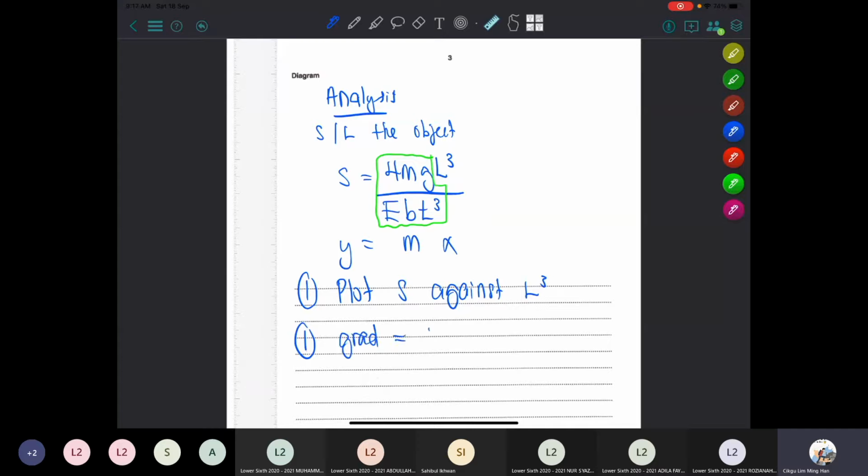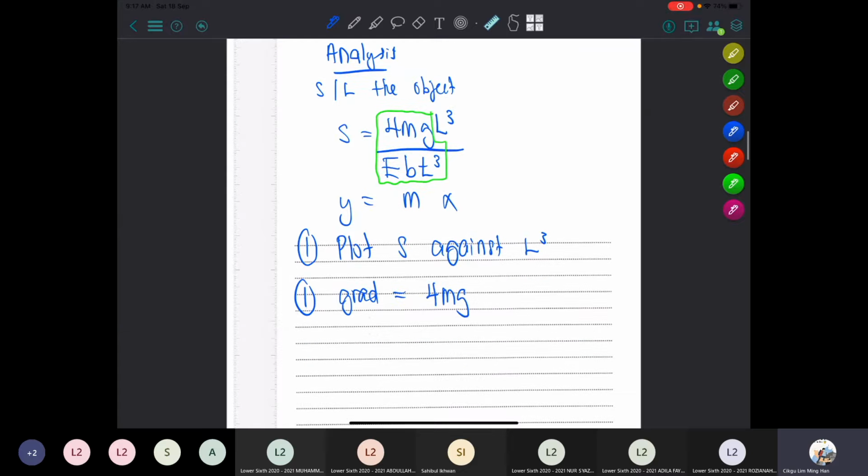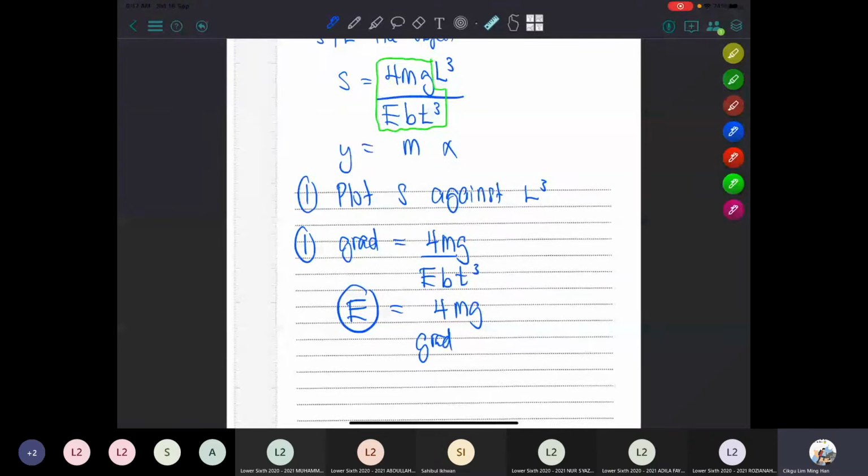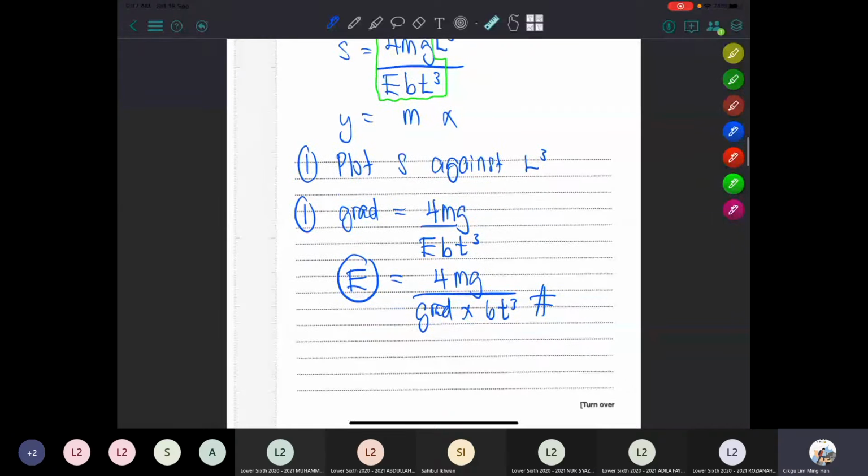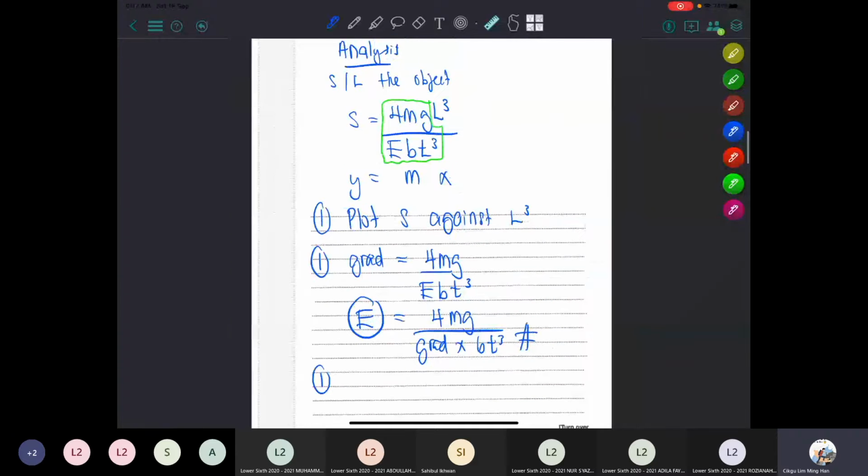The gradient is equal to 4mg over EBT cube. Okay, so you want to make E the subject. Always make E the subject because that is what you want to determine in the first place. So it will be 4mg over gradient times BT cube. It looks very easy, but somehow some of you cannot do this algebra here. You mess up.